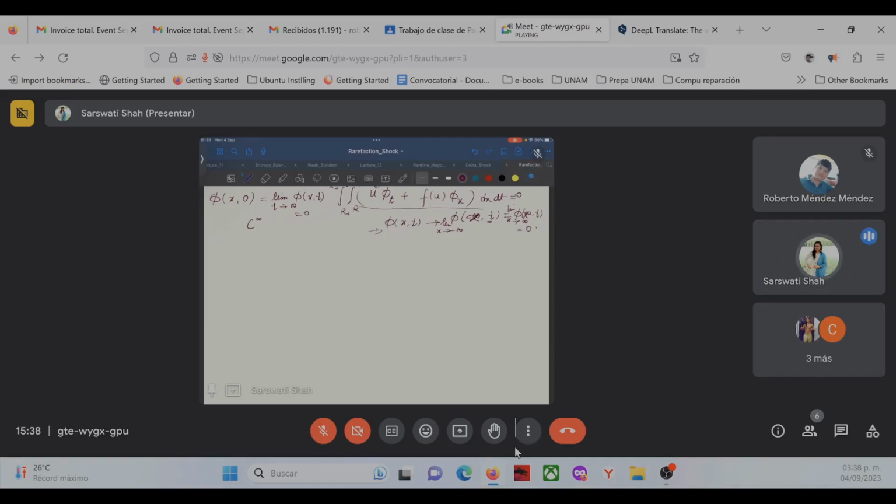Smooth means the derivative should also be continuous. Smoothness comes from the fact that the derivative should also be continuous. So it is not smooth; it is a continuous solution, but it is not smooth. So that's why we call it a weak solution.